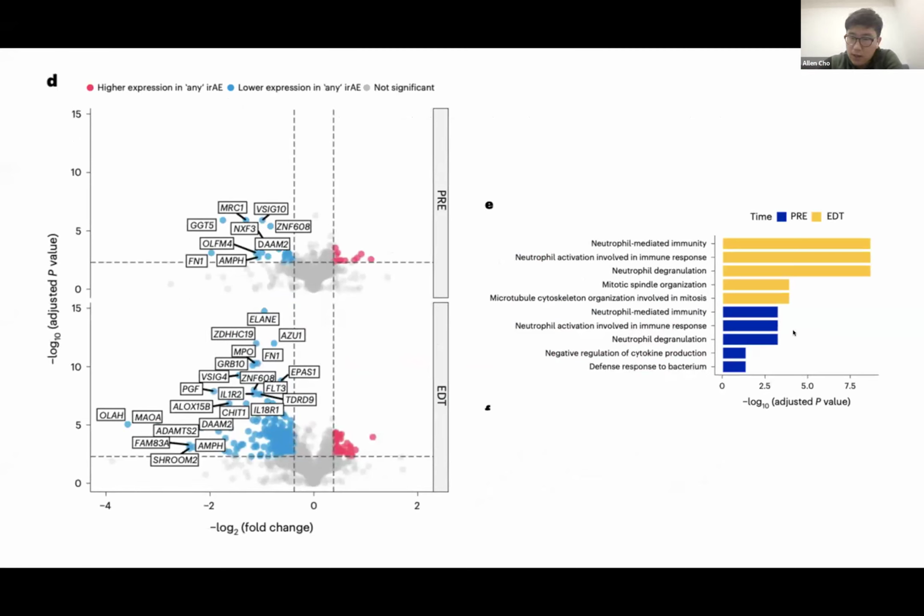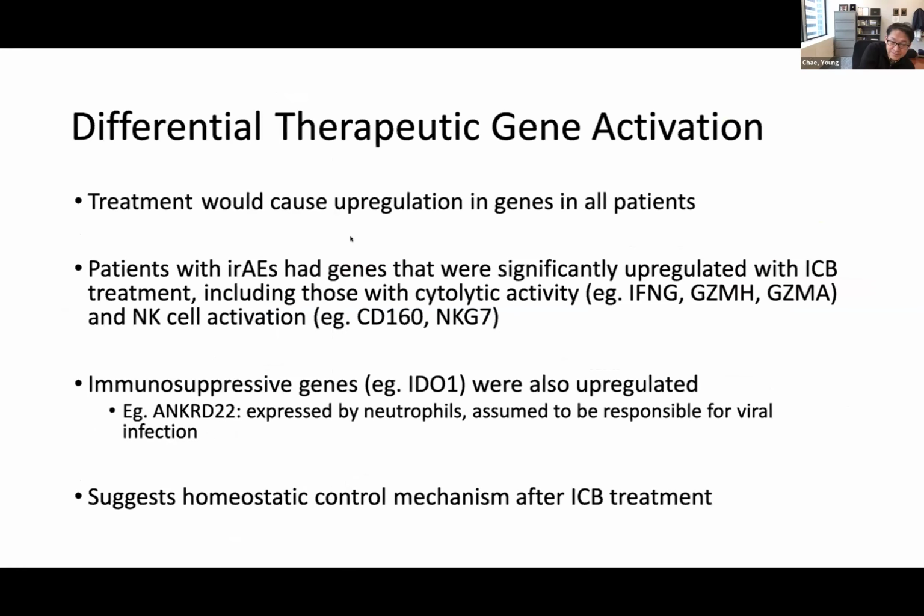And this was also showing a similar one. It gets more confusing because it's actually the negative log graph. And so we're seeing that there's less neutrophil-related immunity or response or degranulation within the EDT group compared to the pre group. Okay.